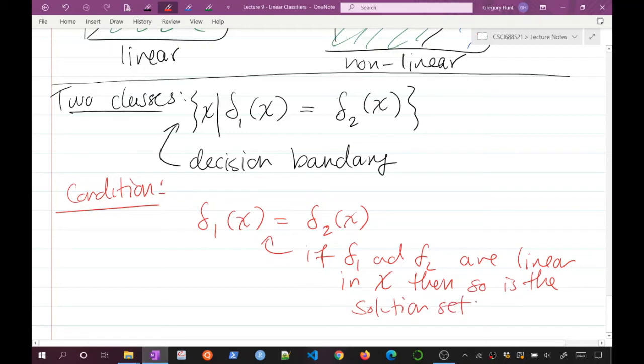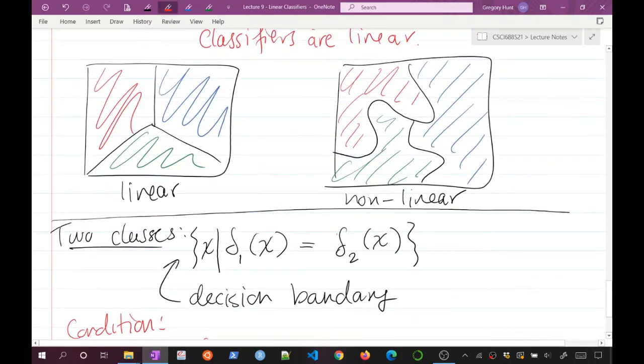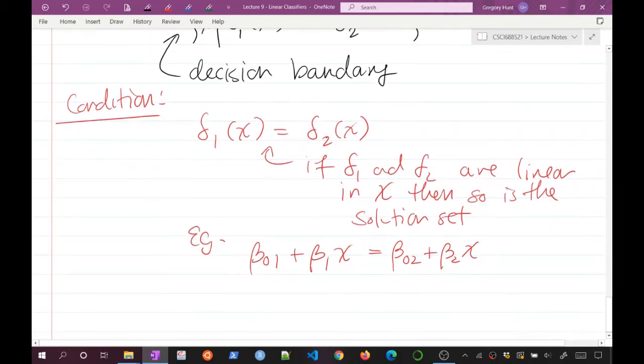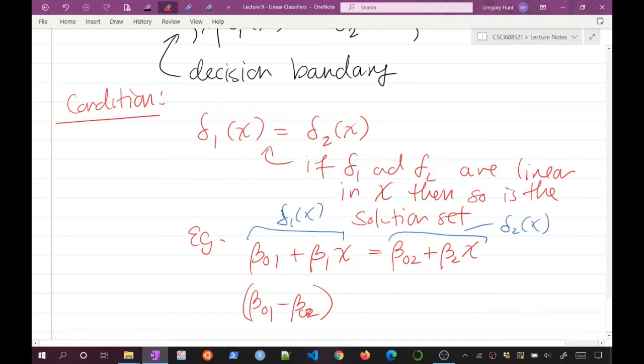This is basically linear algebra. For example, we have beta not 1 plus beta 1 x is equal to beta not 2 plus beta 2 x, so this is my delta 1 of x, and this is delta 2 of x. My decision boundary would be all x's that satisfy this, and we can solve it. So I'd move these over. The difference in the intercepts. I think I can solve this in one step.